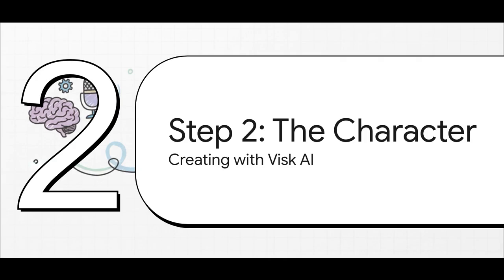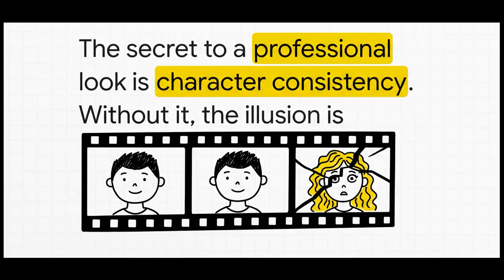All right, we've got our script, we've got our image prompt, now it's time to actually make our visuals. And for that, we are turning to a fantastic AI image generator called Visk AI, which is, you guessed it, completely free and unlimited. Now, before we generate a single image, we need to talk about the biggest hurdle in AI video, and that's character consistency. You know, making sure your main character looks like the same person from one scene to the next. If you mess this up, the whole illusion falls apart.